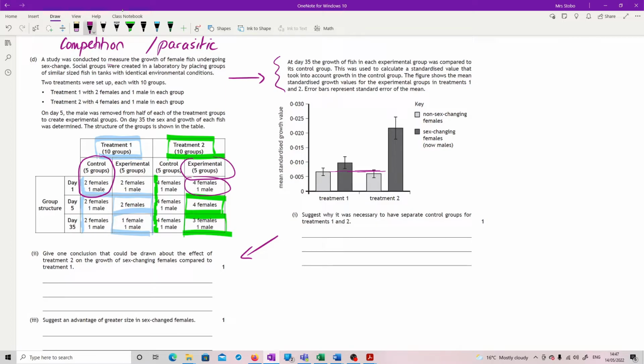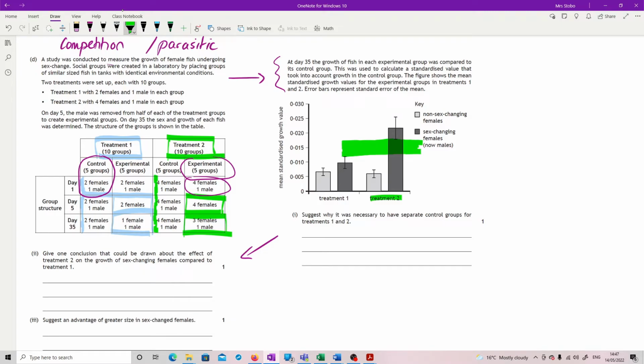Okay, give one conclusion that could be drawn about the effect of treatment 2 on the growth of sex-changing females compared to treatment 1. So you're just looking at this graph over here. It is pretty clear. Treatment 2 compared to treatment 1, and we're looking at the growth of the sex-changing females. Putting our error in there as well, there is absolutely no question that in treatment 2 there is a greater increase than in treatment 1. I'm not entirely sure why they gave you 3 lines, to be honest, because that's really all you're having to say. Treatment 2 gives you more growth than treatment 1, making sure that you're very carefully stating treatment 1, treatment 2. Okay, last question on this.